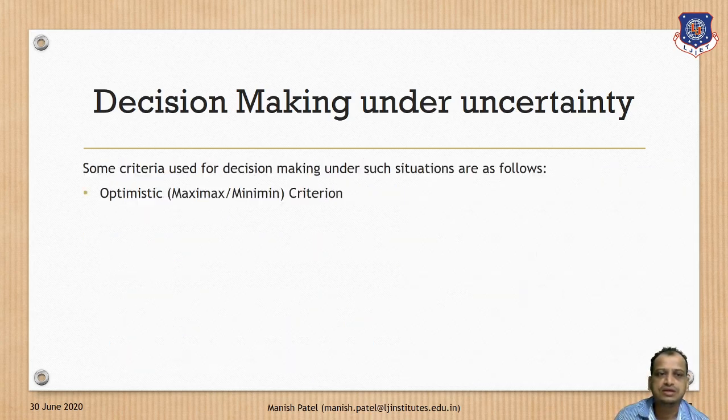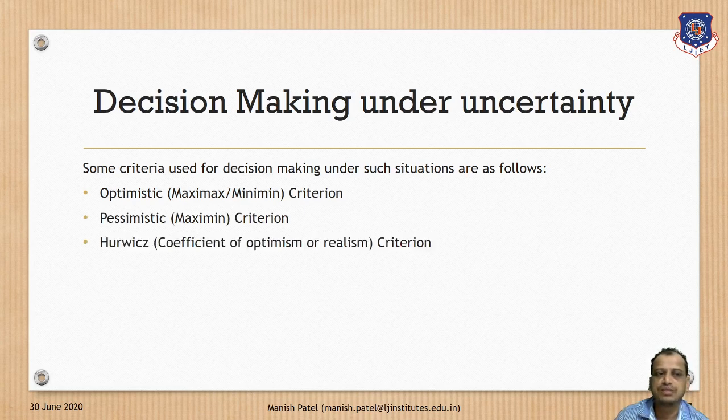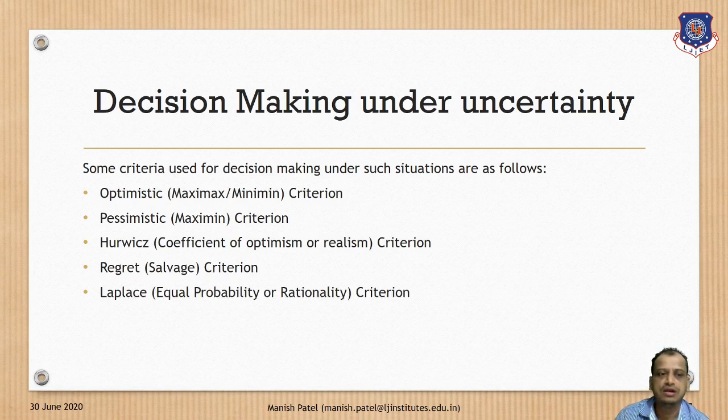So what are the criteria? On these criteria, first is the optimist, maximax or minimin, that is optimistic. Second is pessimistic, which is the maximin criterion. Hurwicz's criterion, which is the realism criterion. You have the regret, Savage criterion. Savage is the mathematician who derived this criterion. Laplace, you already remember from different mathematics, the Laplace criterion. Let's look into all of these models, or you can say criteria, one by one.